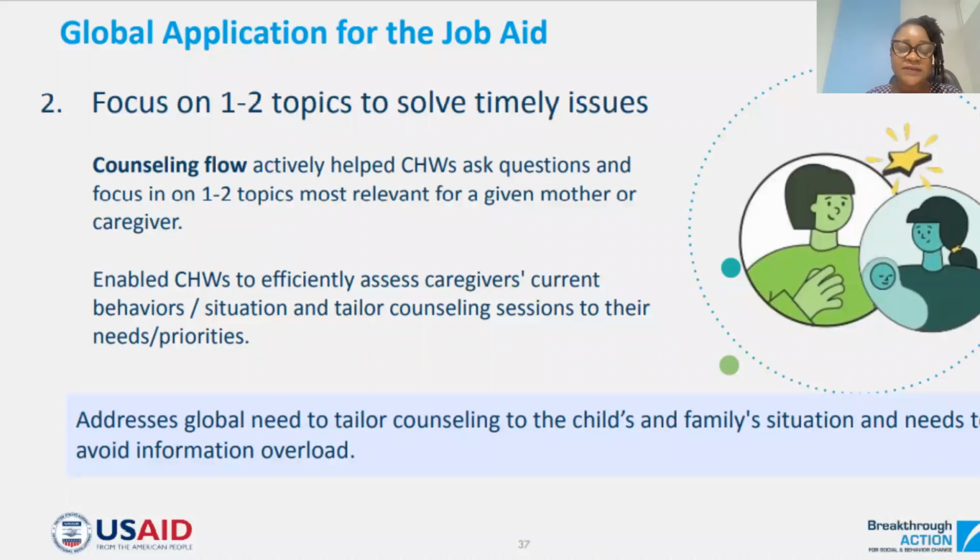And this is a concept that can work anywhere in the world, and it can also help improve the quality of counseling and, of course, the results. Next slide.